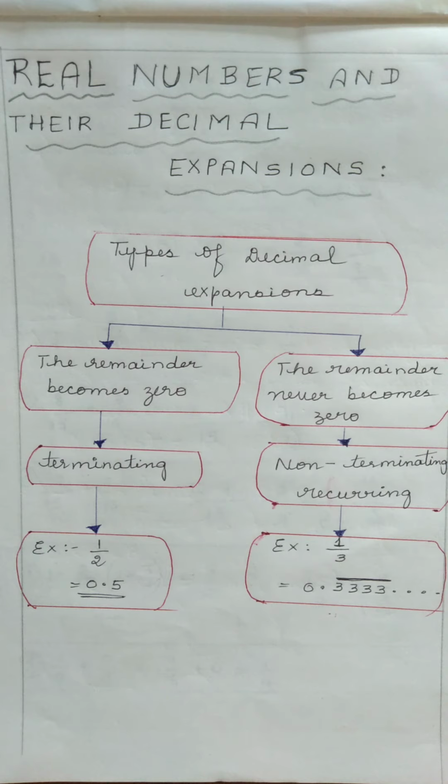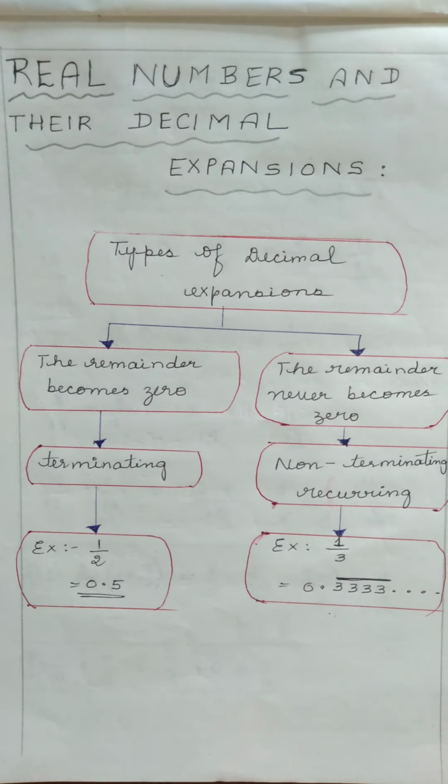Such numbers, when the remainder becomes 0, are called terminating. Then consider another case. We have the example 1 by 3, in which we do not get the remainder value equal to 0, whereas it will be non-terminating and recurring. Non-terminating means the remainder will not be equal to 0.